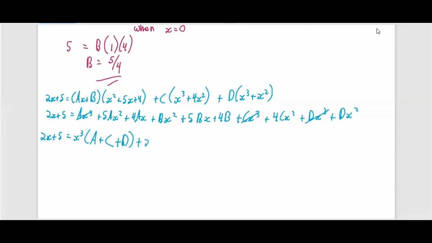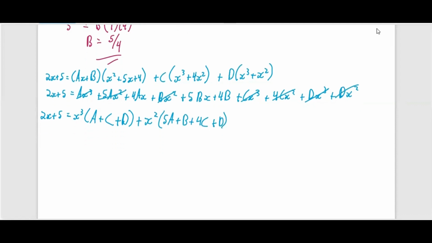Now the x squares. We have 5a crossed out. We have plus b crossed out. We have 4c. And we have d crossed out. All right, what else do we have here? We have the x's. 4a crossed out. 5b crossed out. And I think that is all the x's there.